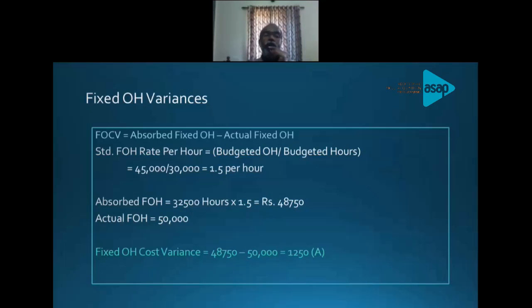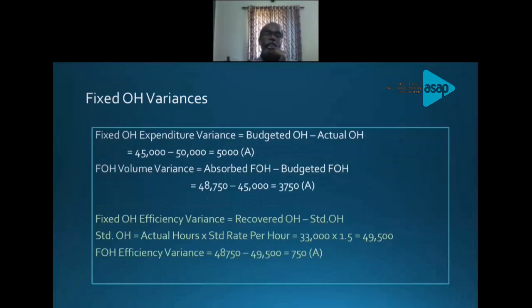So moving on to fixed overhead expenditure variance. It is the difference between budgeted overhead and actual overhead. Both these figures are readily given in the question. Budgeted overhead is given as 45,000 and actual overhead is given as 50,000. So the difference is 5,000 adverse. Actual is more than budgeted. Remember, this is a very simple thing. Take the difference between these. Actual is more than budget, so the variance is adverse.